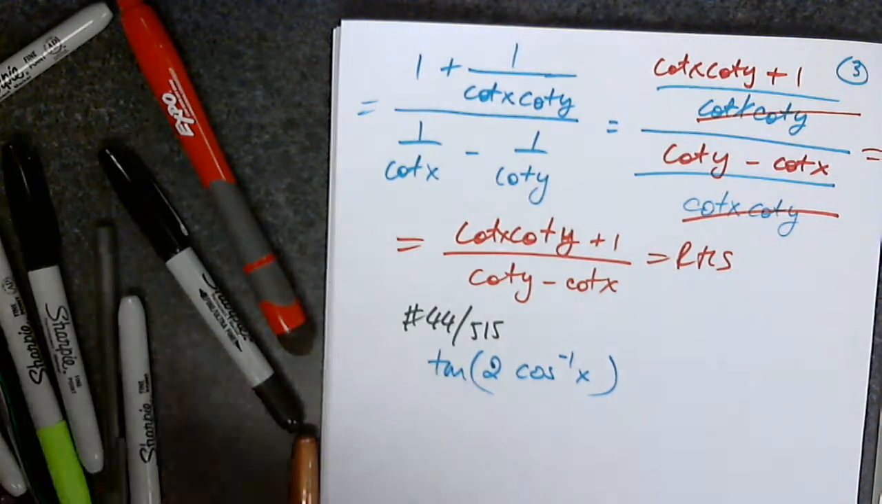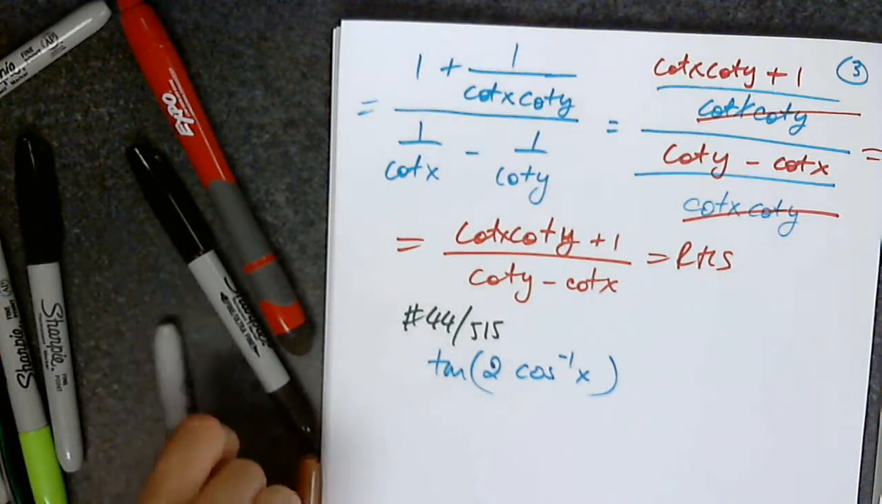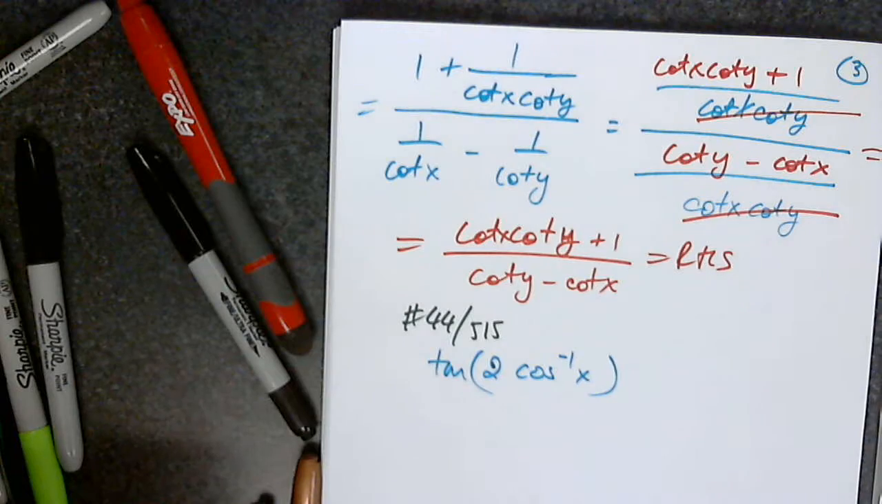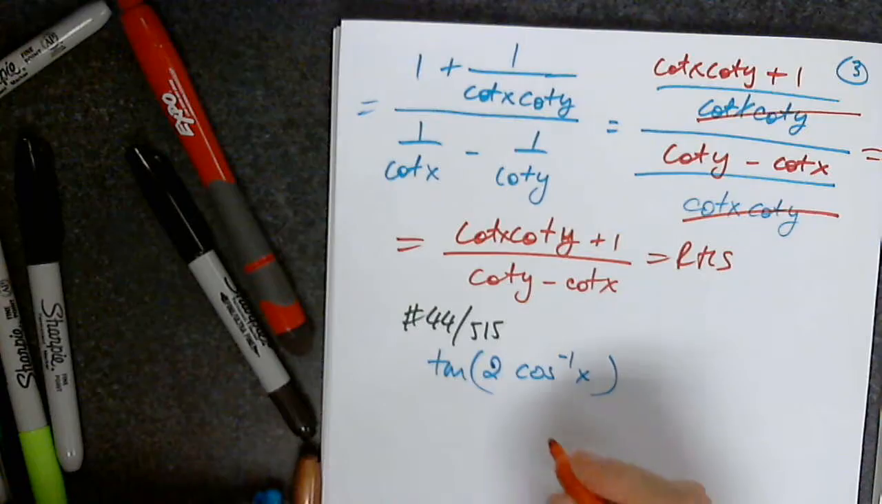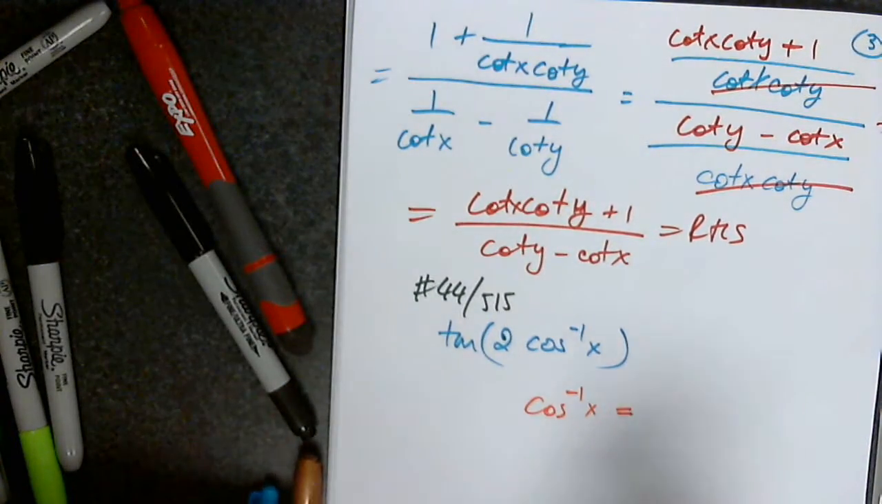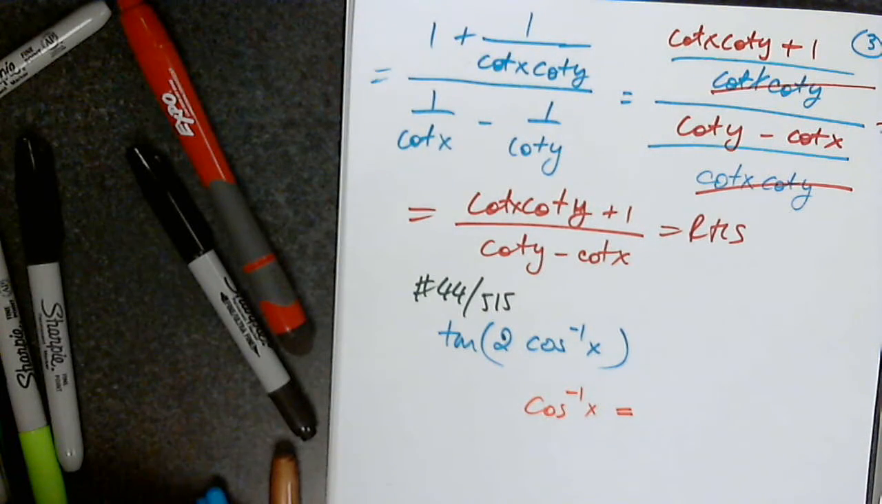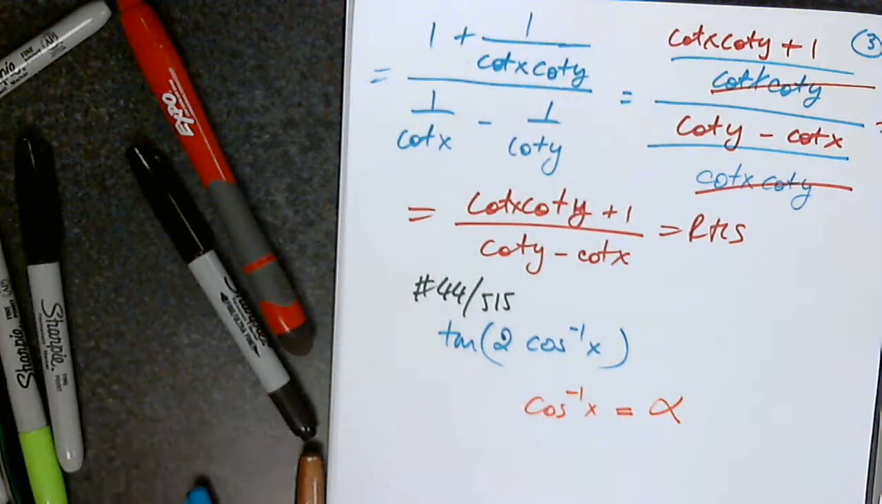So I look at this problem, and where would be my starting point? Where do I look first? The inside. Yes, excellent. Which piece of the inside do I look at? Cosine inverse. Correct. And I ask myself, is this an angle or is this a number? It's an angle, of course, because I apply cosine inverse to a number to get the angle, because I apply cosine to an angle to get the number.